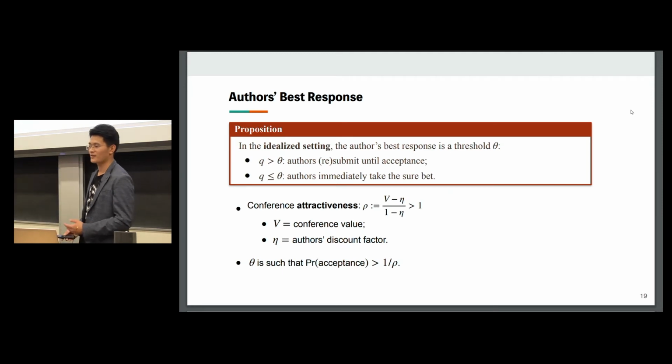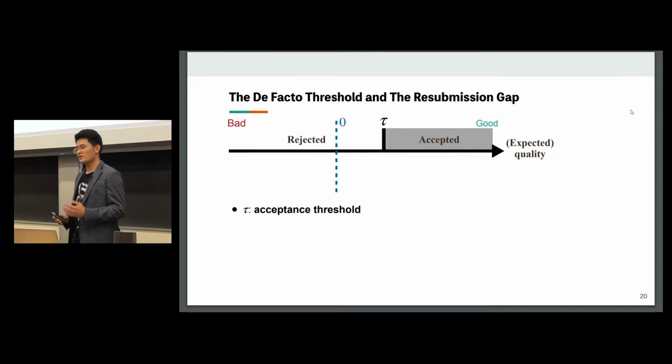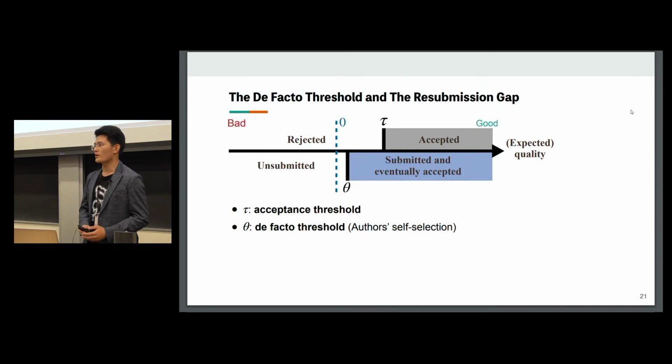So how to interpret this proposition? Consider the conference sets a threshold tau and is willing to accept only the papers above tau, which is this gray area. But wait, that's not going to happen. The papers that eventually get accepted will be the papers that are above the author's best response threshold, which is the blue area.